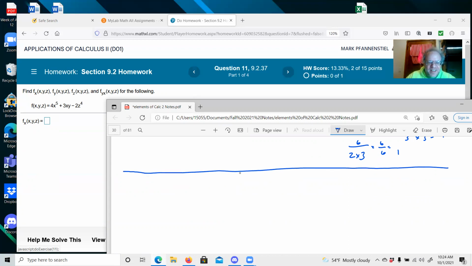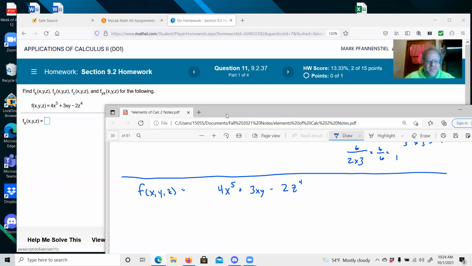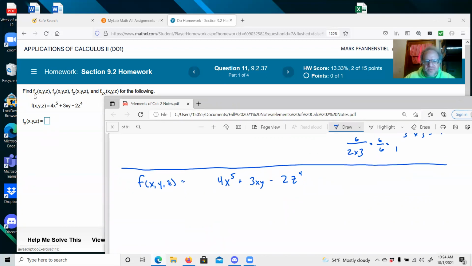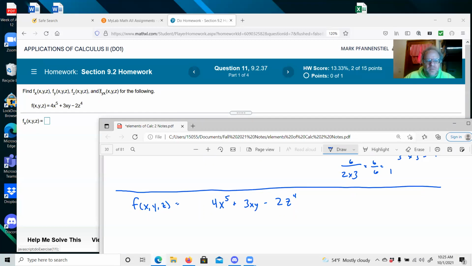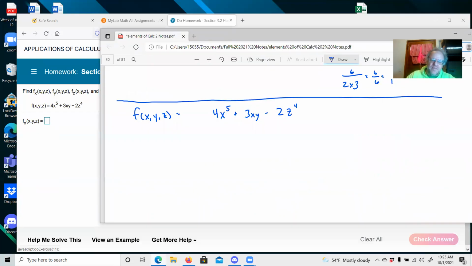We have f of x, y, z is equal to 4x to the 5th plus 3xy minus 2z to the 4th. And they would like us to know all these different things. So we want to find the first partial with y, first partial with x, first partial with z, and now we want yx. Delightful.